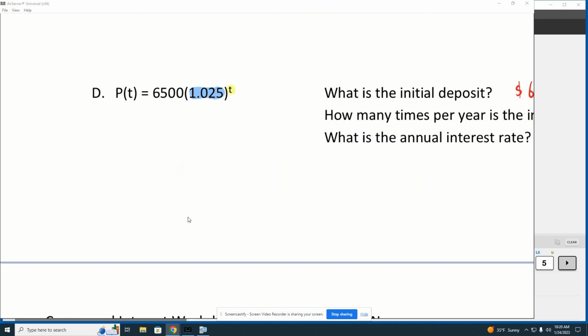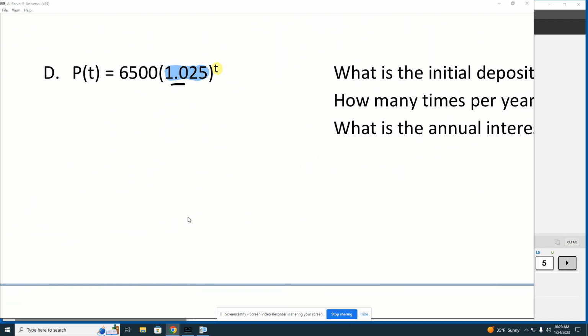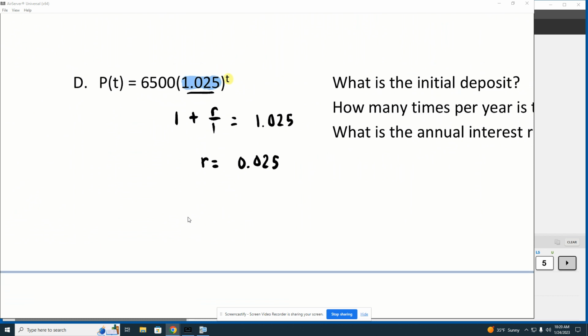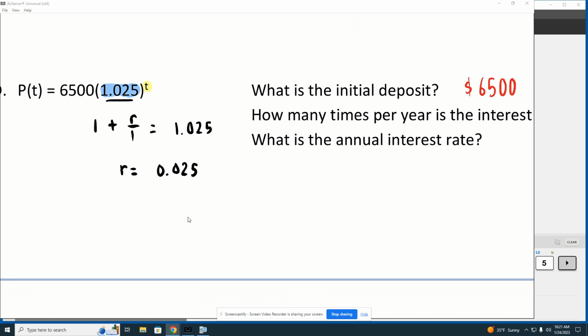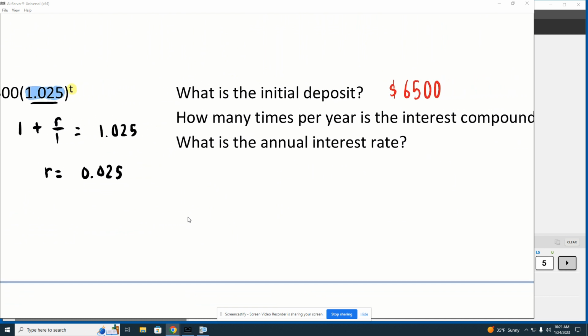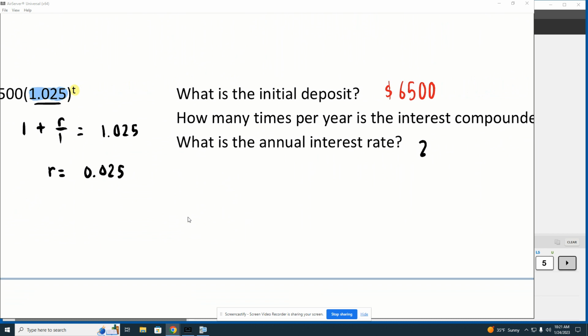And if we go to the last one, D, remember how we found this? 1 plus R over N. Guys, what did we say N is next to that T? It's 1. Which is, doesn't that just mean it's 1 plus R? So don't I have to subtract 1 and R will equal 0.025? That's easy. Remember that when it's done annually, it's just like appreciation. So what's that as a percentage? 2.5%.